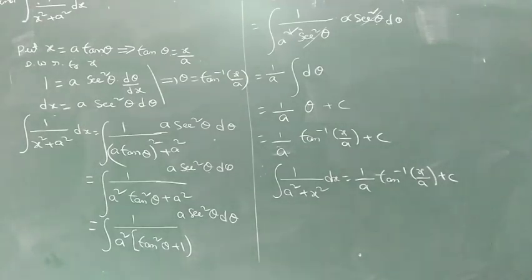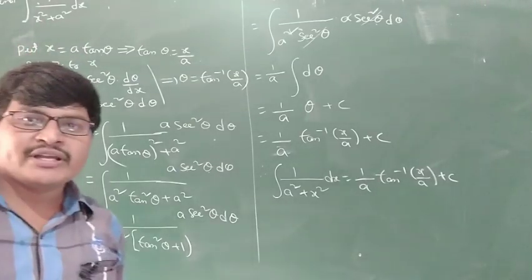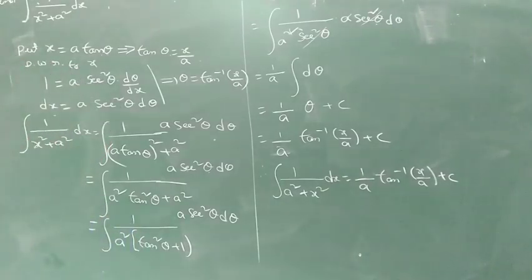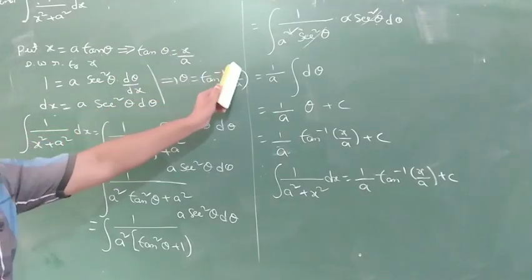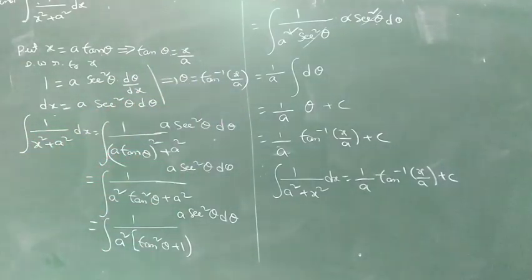Once again, the integral of 1 by x square plus a square. Here plus means there is no direct formula, whereas minus would give the a square minus b square formula. That's why x is equal to a tan theta, because tan square theta plus 1 gives secant square theta. So plus means we must take a tan theta is equal to x by a, so theta is equal to tan inverse of x by a.